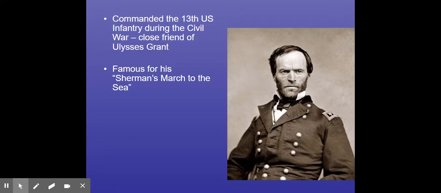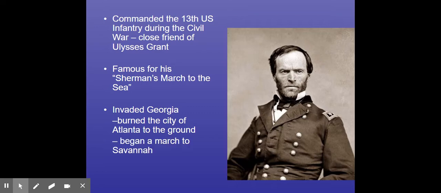He rips up the railroads. He heats up the iron parts of the tracks and has them bent around trees so that when they cool, they're tied around the tree. They're known as Sherman neckties. So he invades Georgia. He burns Atlanta to the ground, heads to Savannah, which is on the coast, and burns everything in his path.